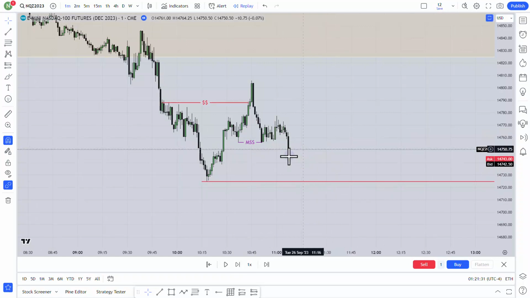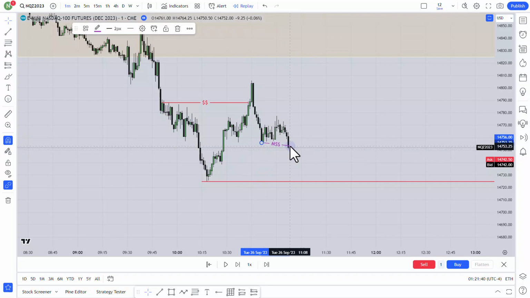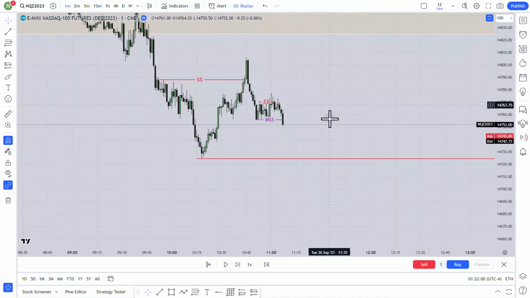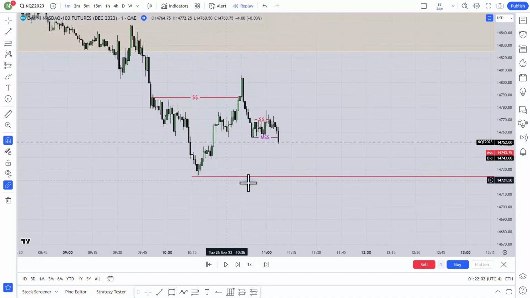And here, if you see, this is a very nice market structure shift for me. If you mark this low and this one, over here it has cleared the liquidity. It has built the liquidity first, then it has cleared the liquidity, then gave me the market structure shift. From the higher time frame, I am expecting that market will take this low.